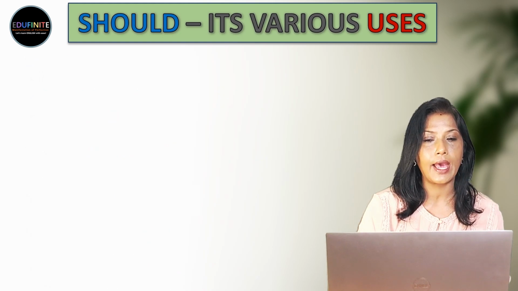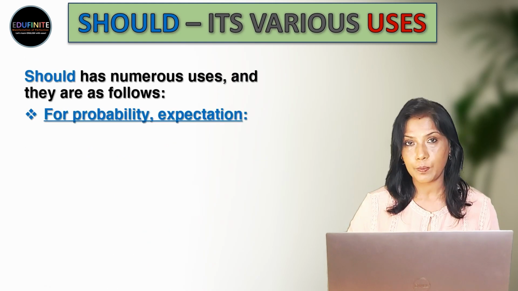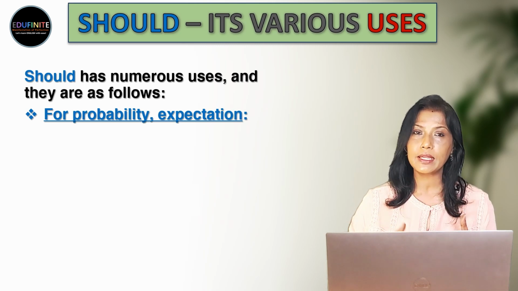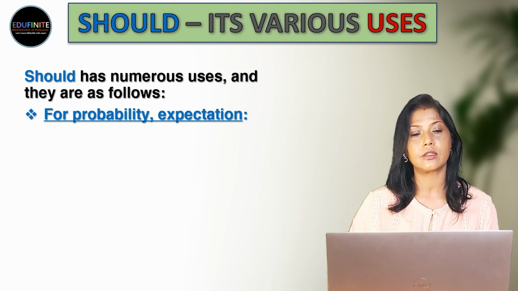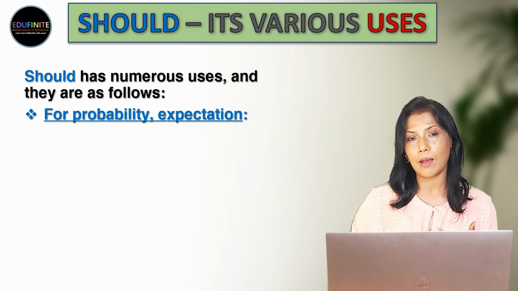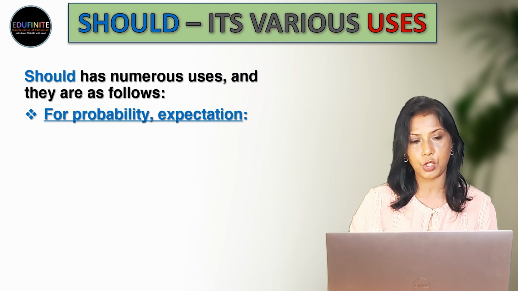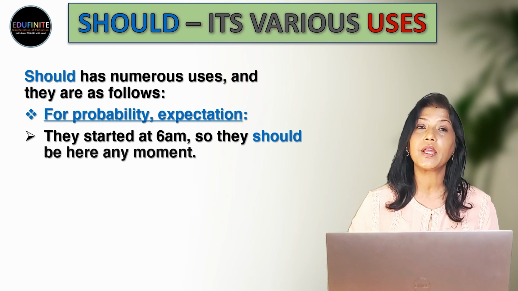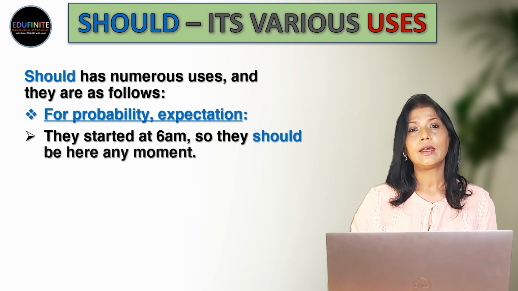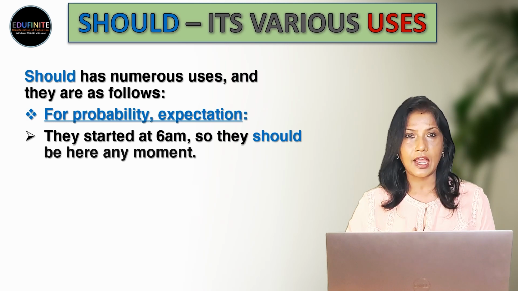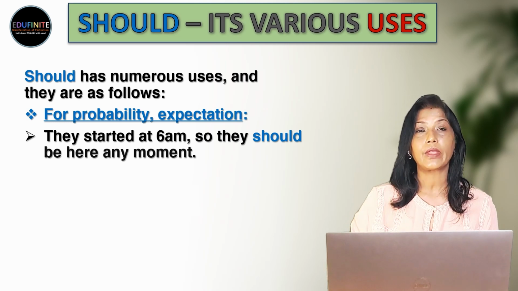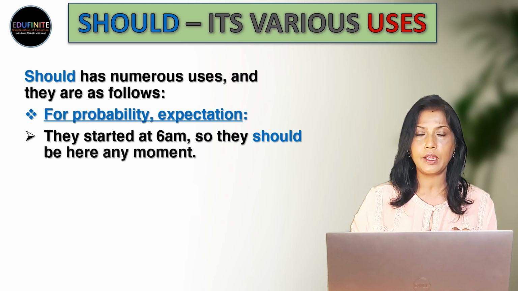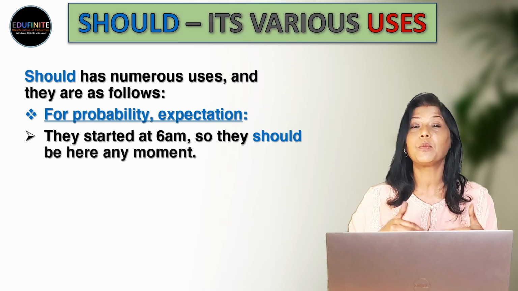Okay, next we have probability and expectations. So when something is probable, like there is a probability of its occurrence, or suppose you're expecting something to happen, in that case we use should. So let's look into the sentences. They started at 6 a.m., so they should be here any moment. So yes, early morning they started, and the time that is now, I'm looking at my watch and I'm deciding that by this time they should be here. So they should be here any moment.